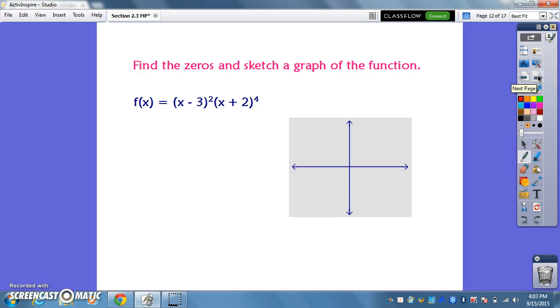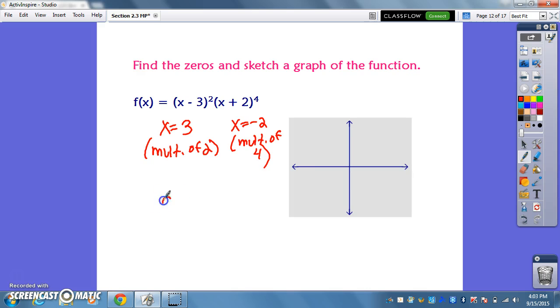Alright, last example on this video to use what we just talked about with multiplicity. It says find the zeros and sketch a graph of the function. So we're putting all of this together. First of all, since we just talked about zeros and multiplicity, let's write that down. This one has a 0 at 3, multiplicity of 2. It also has a 0 at negative 2 with a multiplicity of 4.